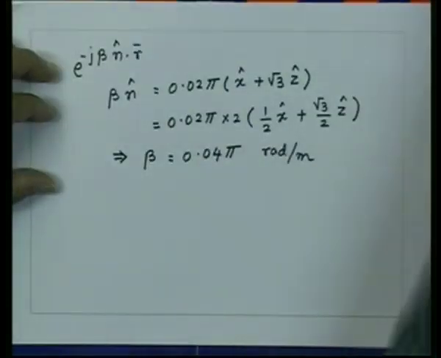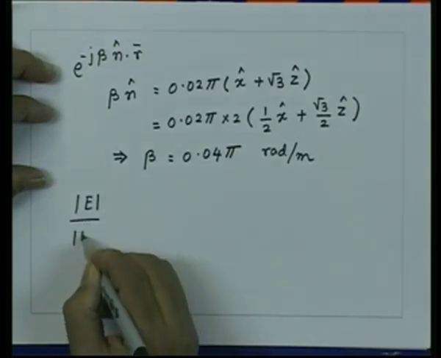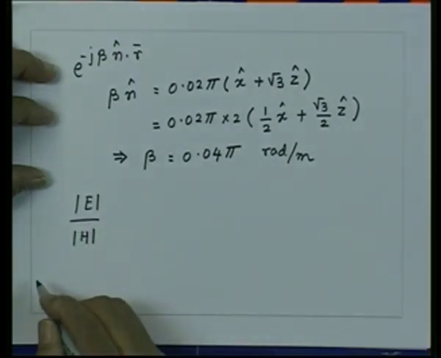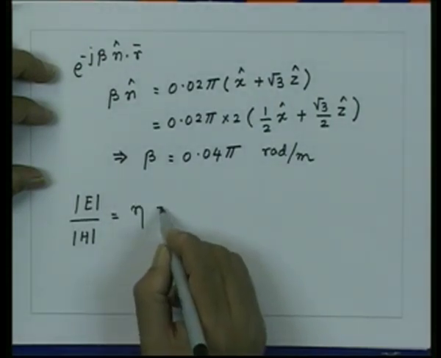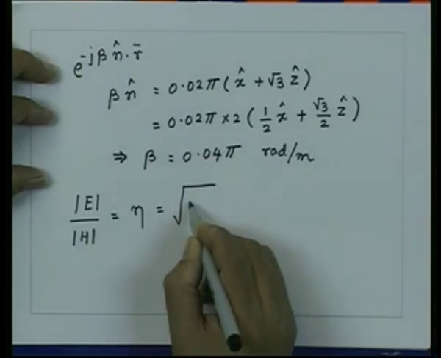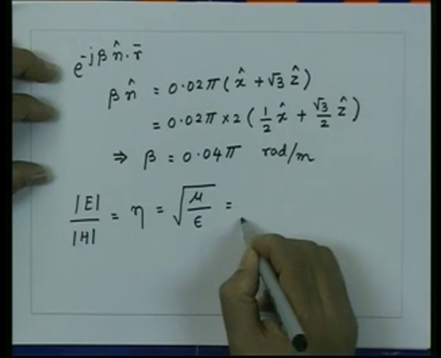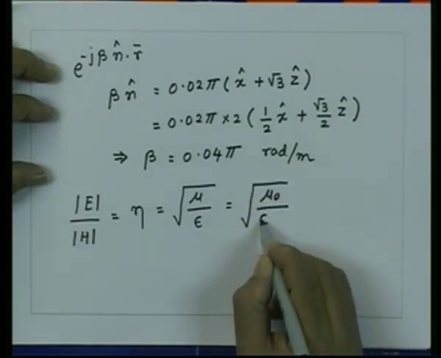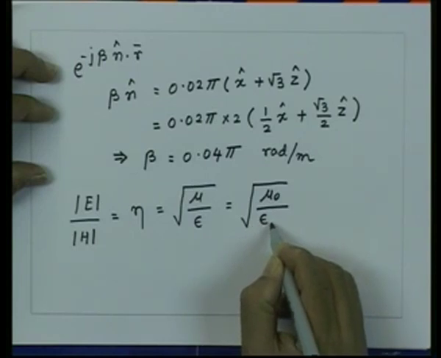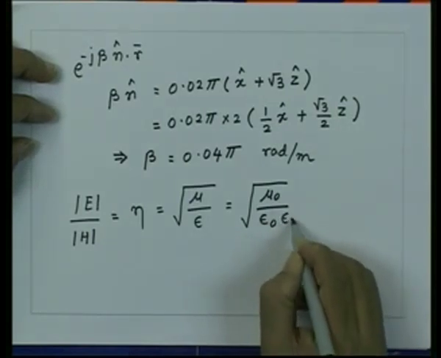So, we know that mod E upon mod H should be equal to the intrinsic impedance of the medium, which is square root of mu upon epsilon, and since the medium is only dielectric, this is equal to square root of mu 0 upon epsilon 0 into epsilon r.